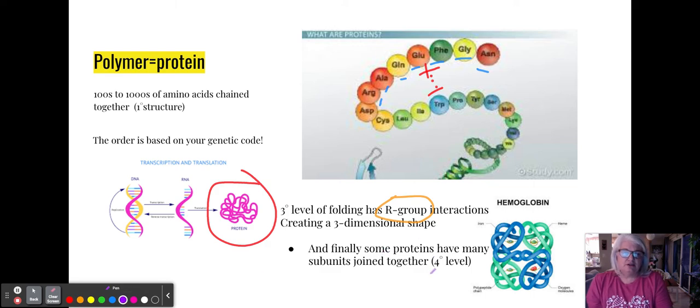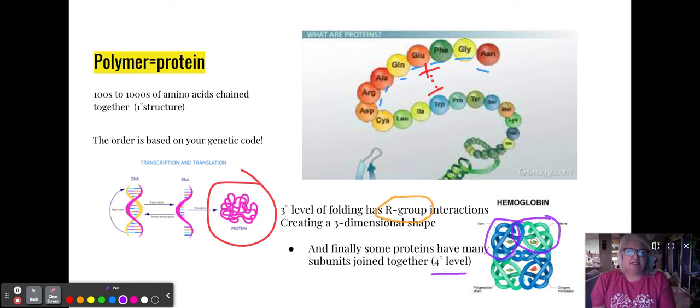There is one other level, a fourth level, or what we call a quaternary level of proteins, and that's when multiple subunits come together and bind together to create one functional protein. That doesn't happen with all proteins, but this is an example of hemoglobin, which is in your red blood cells. It has 4 subunits, so 2 alphas, 2 betas. They come together and create one functional protein.